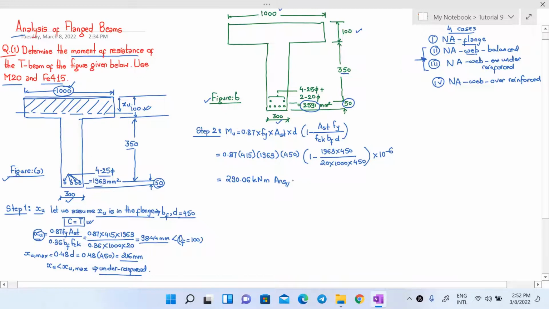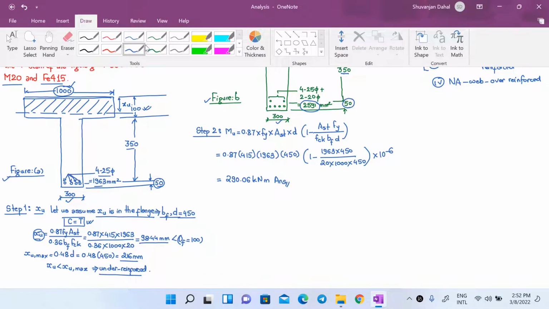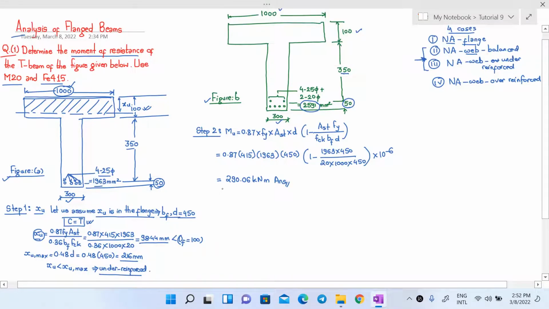Now let us proceed to the second figure of T-beam. Now let us proceed to figure B. The T-beam has everything same as compared to figure A except the tensile steel reinforcement area, which is 2591 now instead of 1963. So we can see that in our very first step, this changed value of steel reinforcement area will affect the value of Xu, which you can see here, has Ast in its formula.